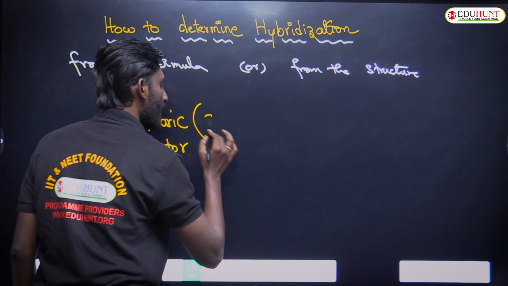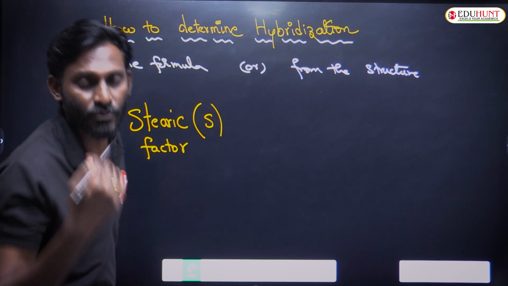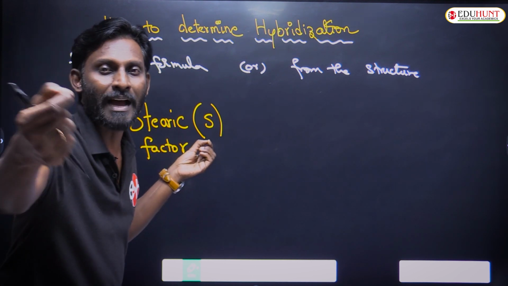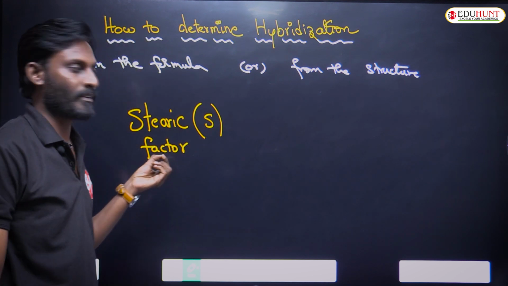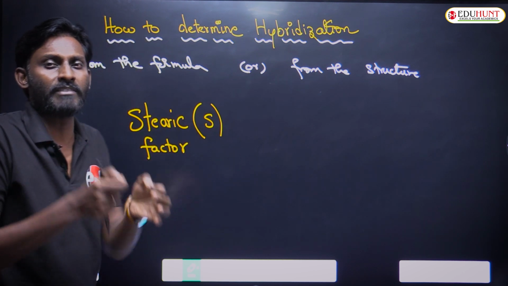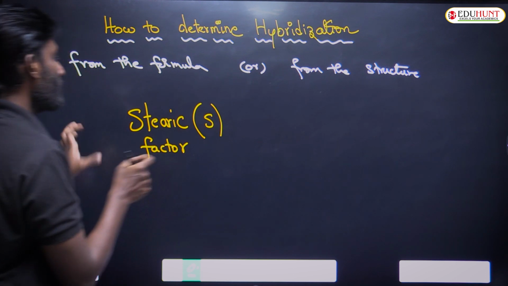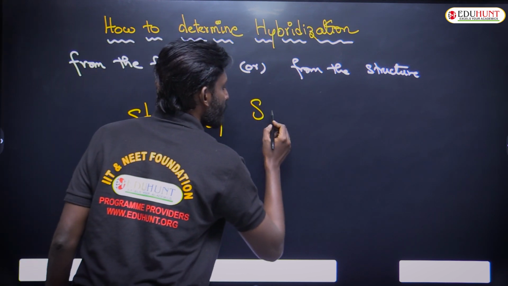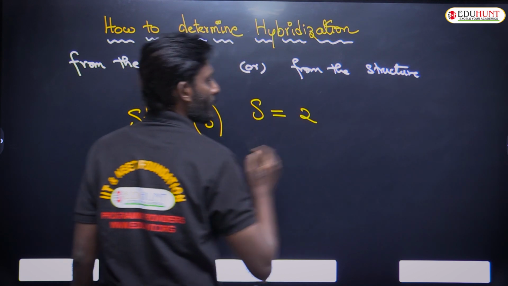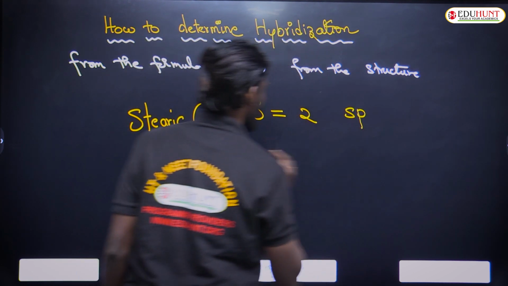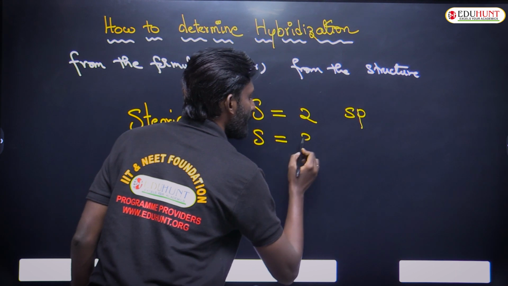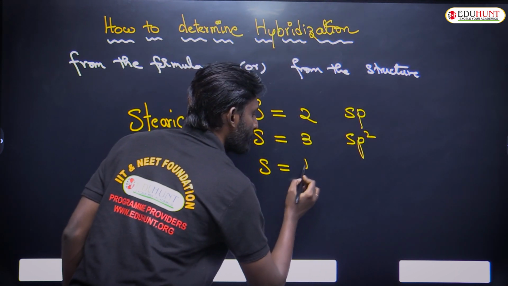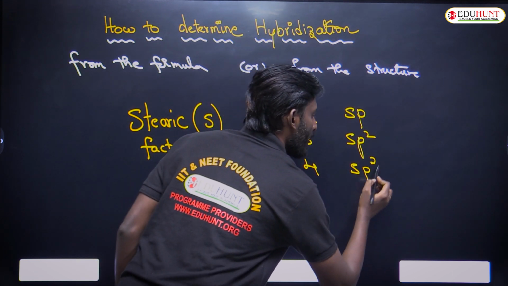Simply we indicate it with the letter S. You need to calculate the S value. By the S value only, you can determine the hybridization of the central atom. What is the S value? The S value is the steric factor value. Sir, how can we determine the hybridization if we know the steric factor value? Simply, if the S value is 2, that is sp hybridization. If the S value is 3, sp2 hybridization. If the S value is 4, sp3 hybridization.